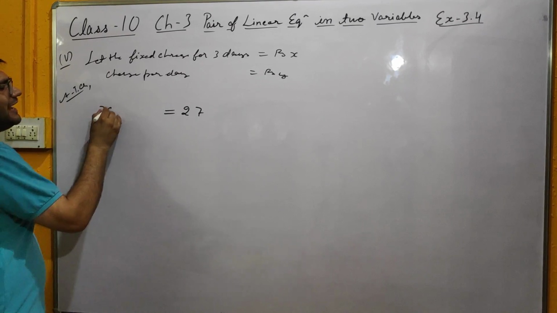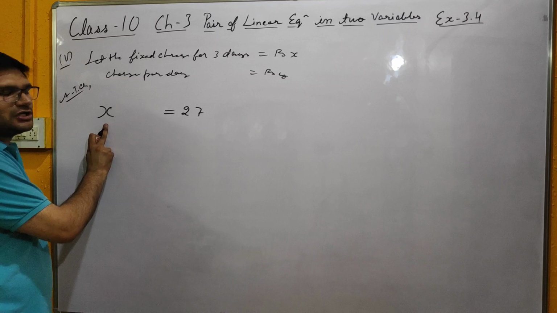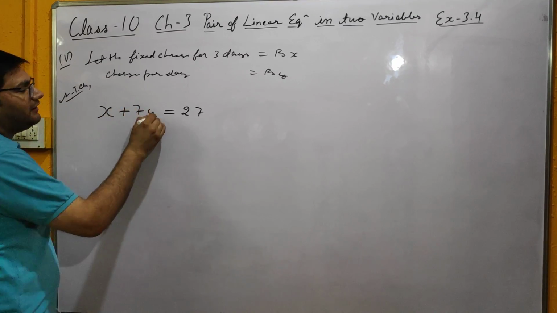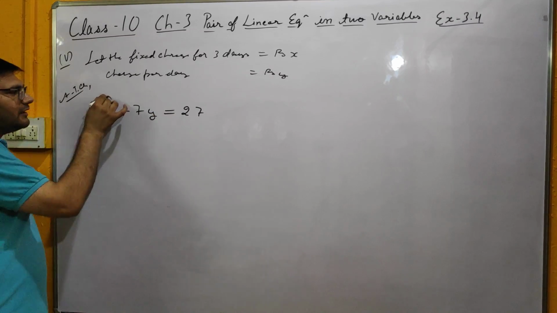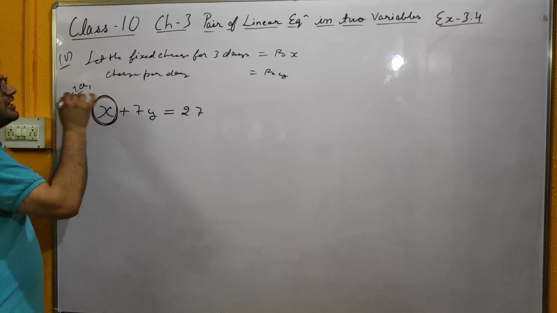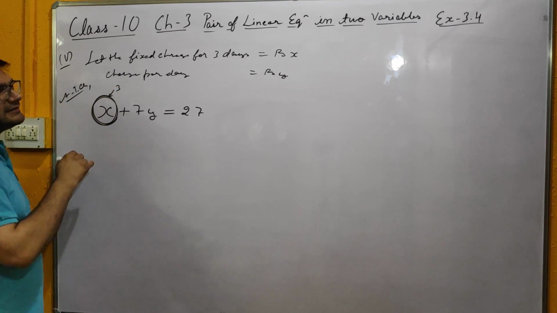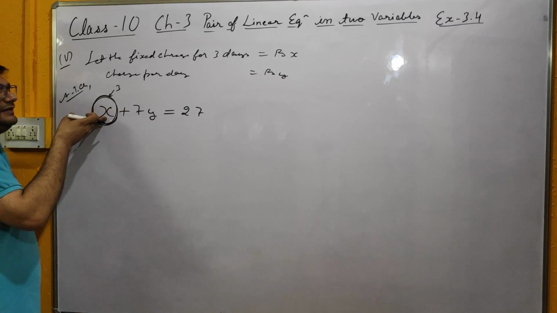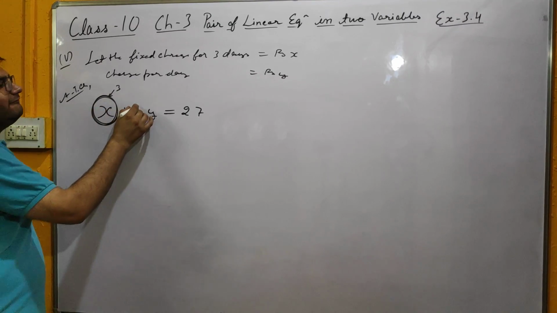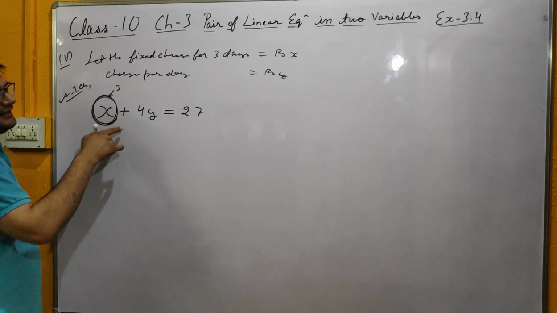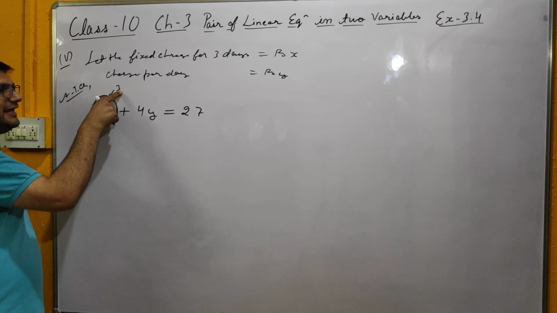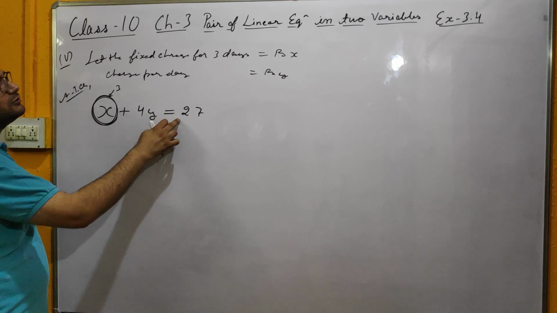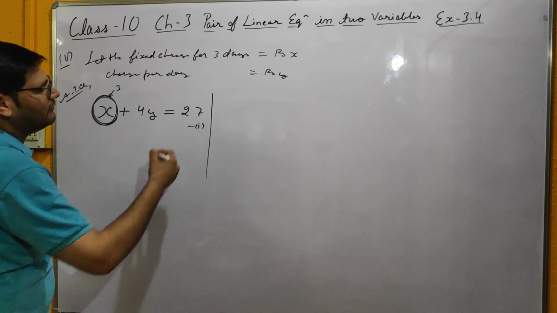So X amount she has to pay because this is the fixed charge, plus she kept the book for 7 days. So 7Y it should be, but this X charge is already paid for 3 days and the book was kept for 7 days. So already 3 days they have paid here. So how much is left? 4 days. So X for 3 days and for the rest, how many days? 4 days. So X plus 4Y equals 27. This is our first equation.